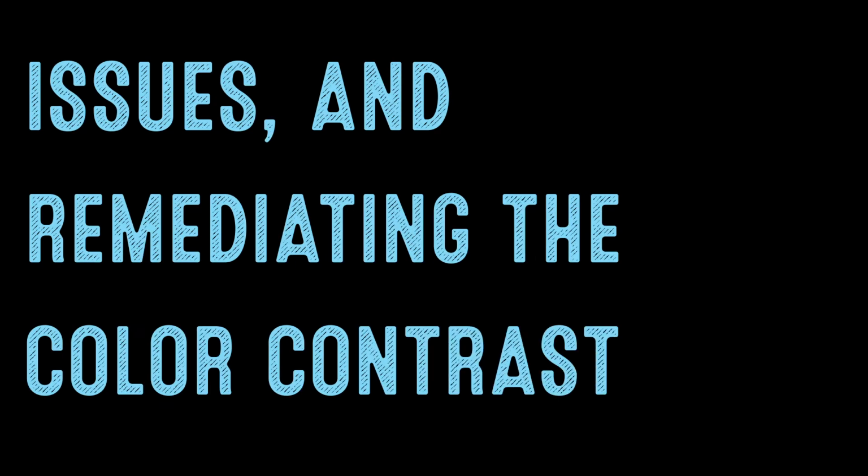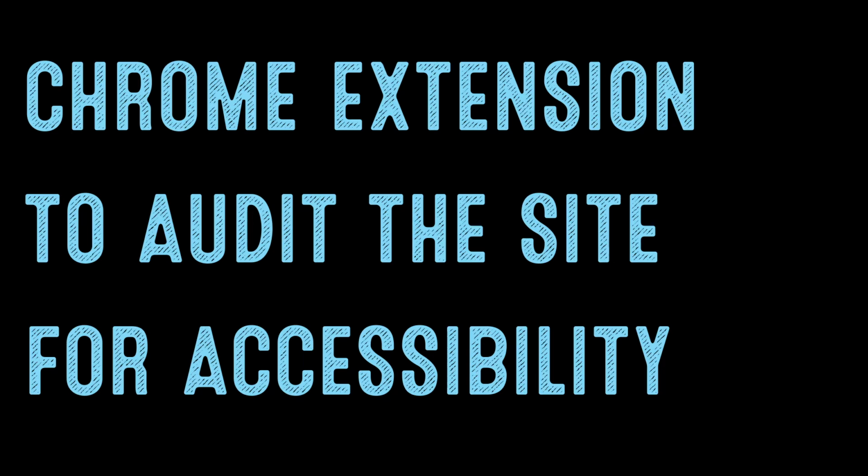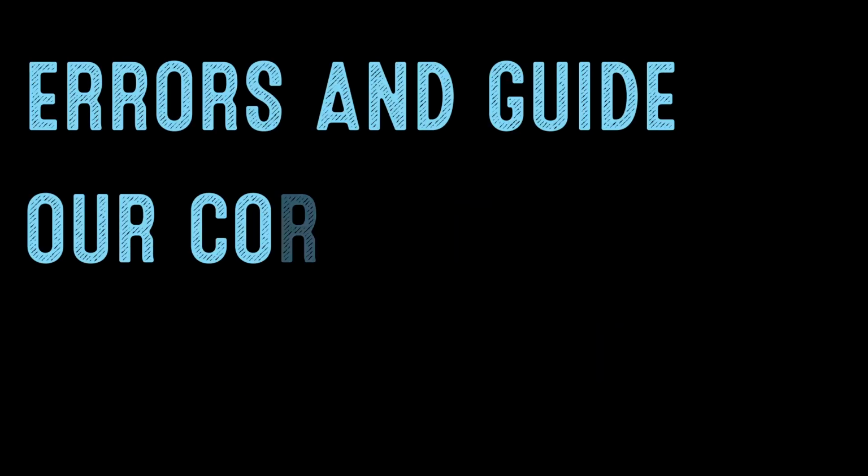Today we will look at adjusting color contrast in practice by analyzing a site for accessibility issues and remediating the color contrast problems we find. We will use the Web Access Pro Chrome extension to audit the site for accessibility errors and guide our corrections.